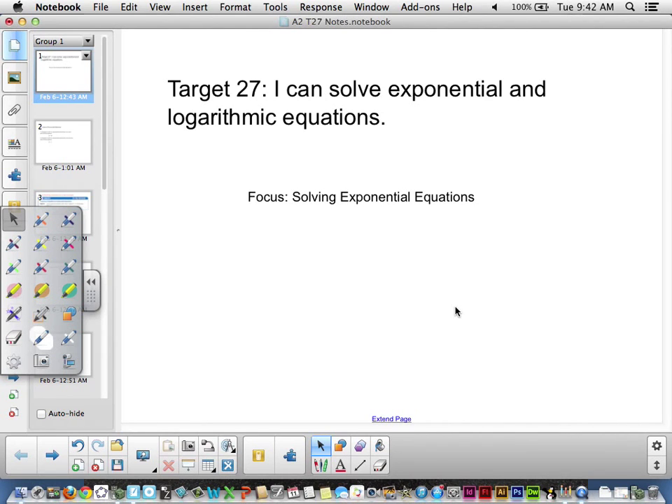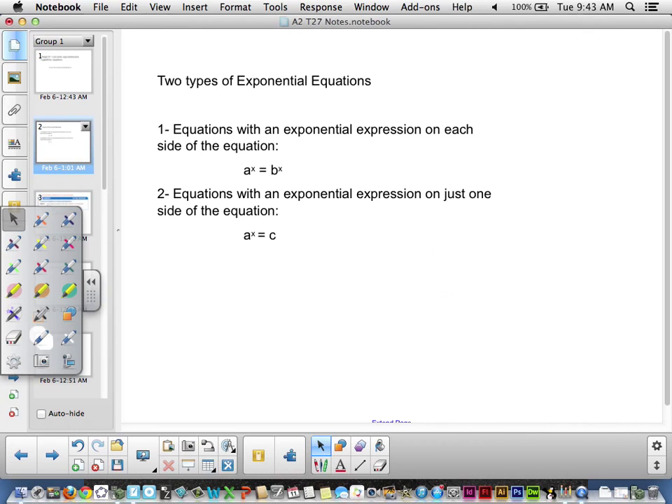Algebra 2, target 27. I can solve exponential and logarithmic equations. Today our focus is going to be on solving exponential equations. And we're going to solve two types of exponential equations. One type is going to be when we have an exponent equal to an exponent.